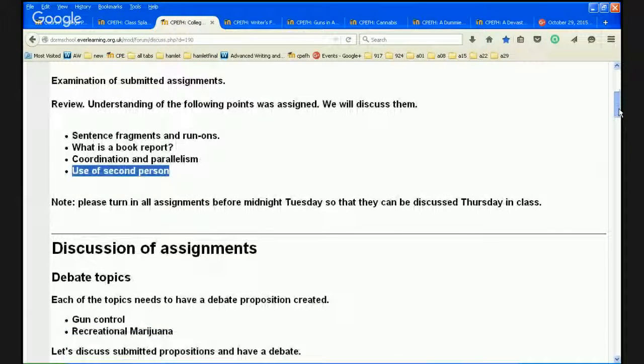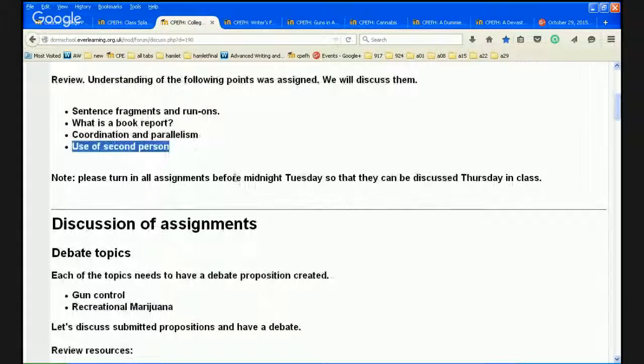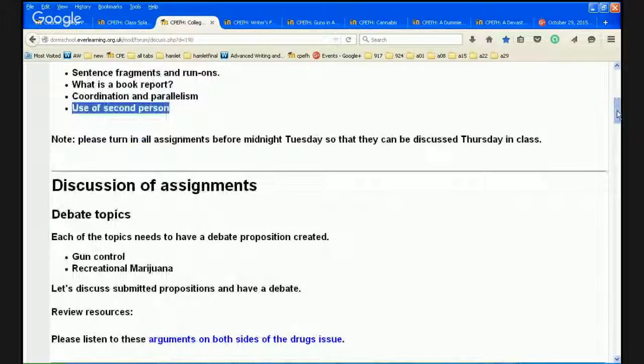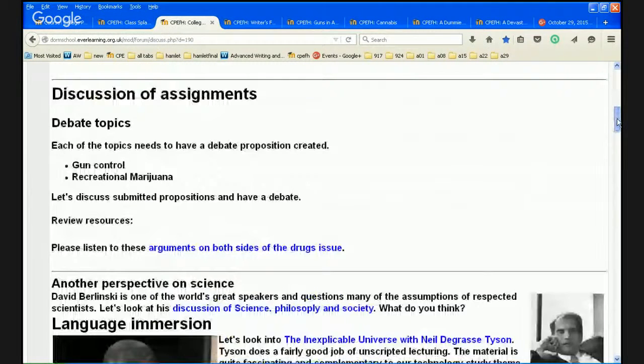Okay, and then again, an admonishment, please turn in assignments before Wednesday so that I can get a chance to look at them and get them all lined up so we can look at them here.